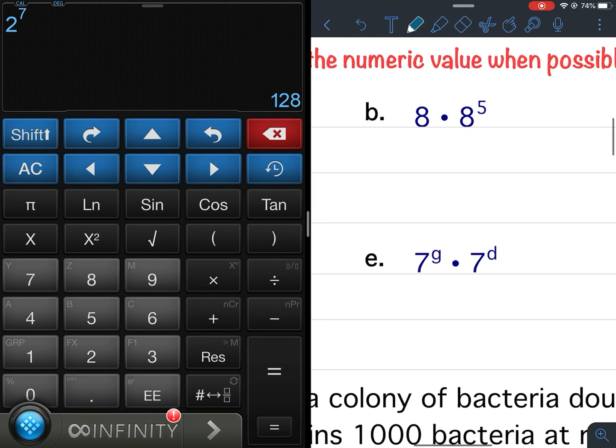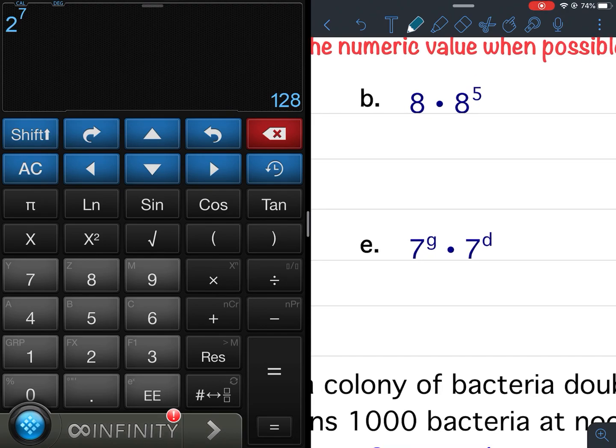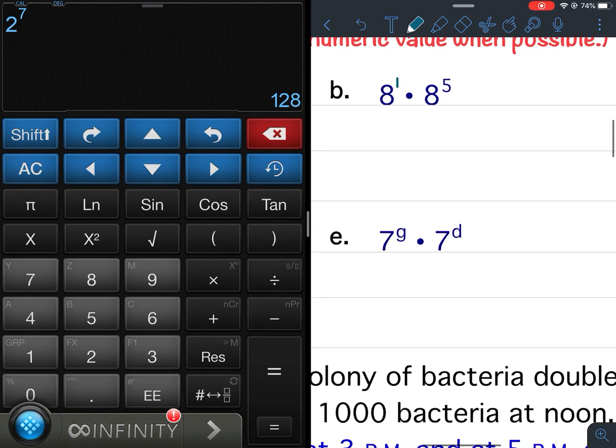For B, well, if you notice on B, it doesn't have an exponent. When you have a base without an exponent, the exponent will be 1. So when you don't see an exponent, the exponent is 1. So again, off to the side, let's show what we would do here. We would take and add the exponents, so 1 plus 5. Well, 1 plus 5 is 6, so this would be 8 to the 6th power.